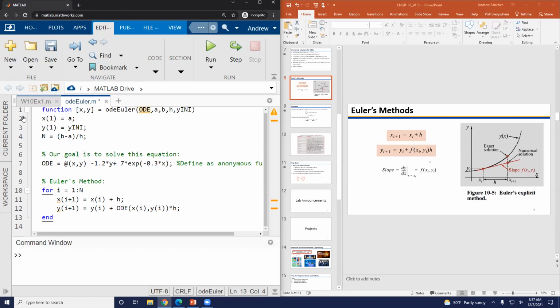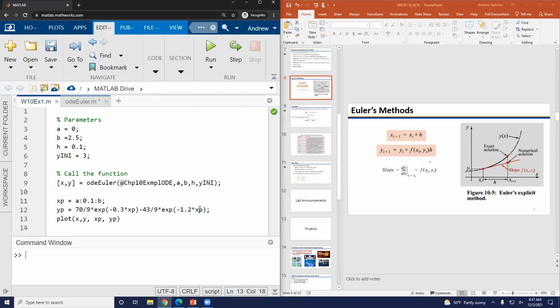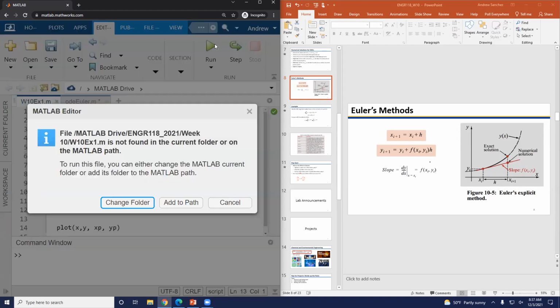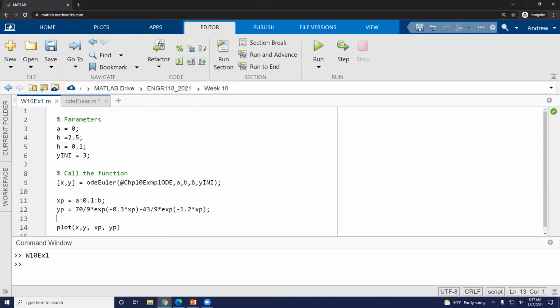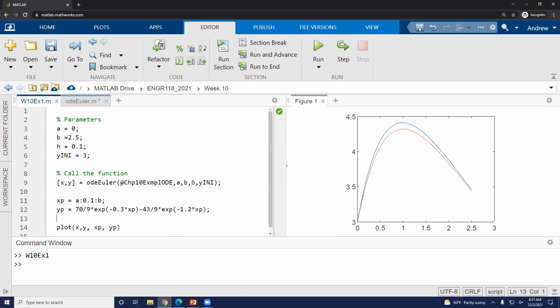The final step is just to plot the results. Here I'm comparing it with the analytical solution, and if we have a step size, we can see what that looks like. Okay, great. So we have our analytical solution versus our numerical solution. How do we make this a little bit better, a little bit more accurate? What do we change?